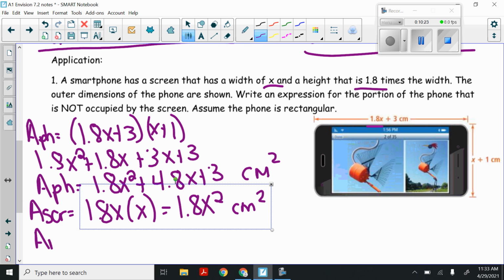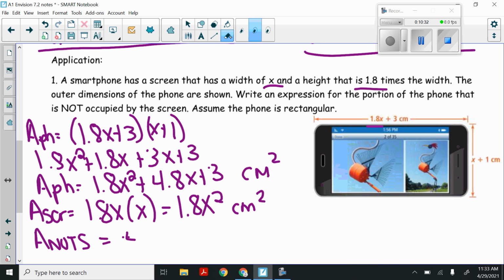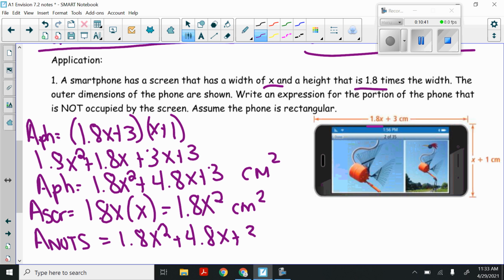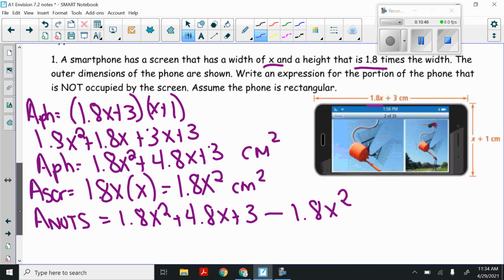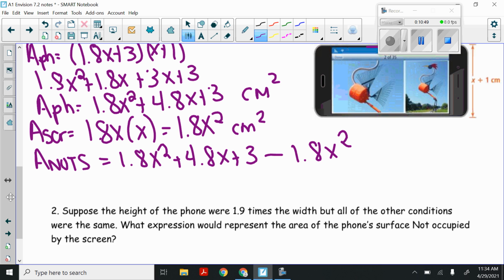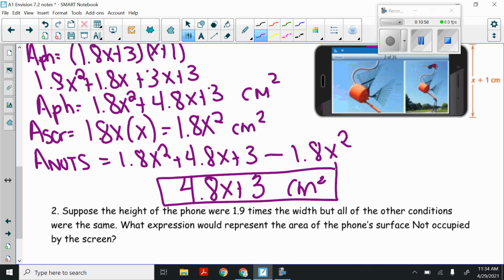So now the area that is not screen is going to equal the area of the entire phone, which was 1.8x squared plus 4.8x plus 3 minus the area of the screen, which was 1.8x squared. When I combine like terms here, my x squareds cancel, and I'm left with 4.8x plus 3. This is all square centimeters. So that expression gives me the area that is not occupied by the screen.